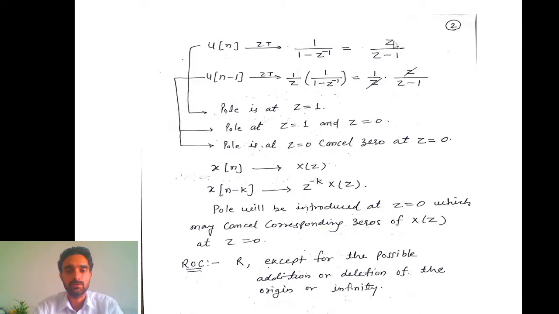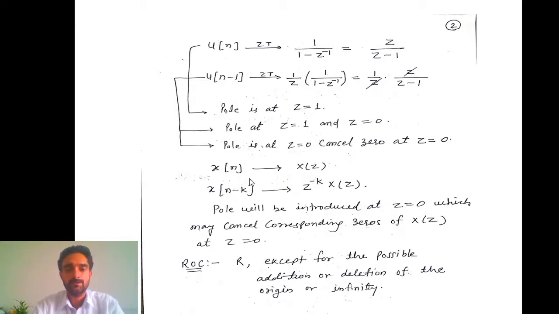If we substitute the value z equal to 0, then the whole term will be 0. So the zero is at z equal to 0, and the poles are at z equal to 0 and z equal to plus 1. So one zero and this one pole are cancelled. The zero is cancelled out by this pole.